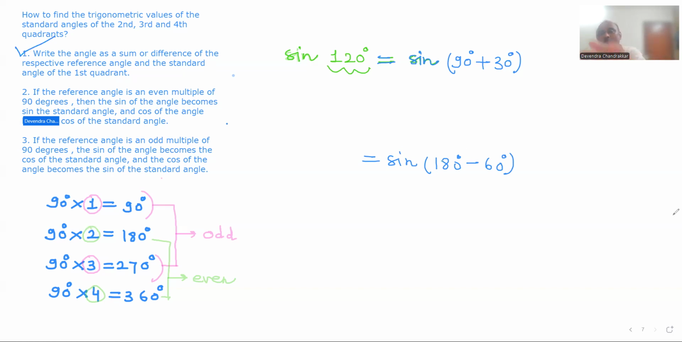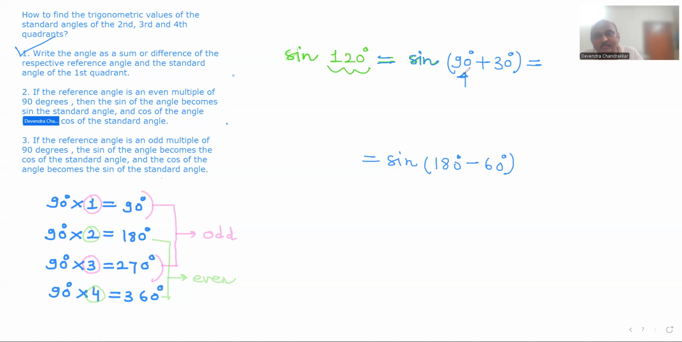चेक कर लो, पढ़ो फर्स्ट स्टेप को और मैंने ये सही लिखा है या नहीं, देखो चेक करो. सही लिखा है ना? एंगल एज अ सम और डिफरेंस ऑफ द रिस्पेक्टिव रेफरेंस एंगल. रिस्पेक्टिव रेफरेंस एंगल कौन था? कौन से क्वाड्रेंट के थे ये लोग दोनों? Second. तो ये एंगल सेकंड क्वाड्रेंट के हैं बच्चों. उसमें हमने क्या किया? लोअर वाले में ऐड किया रेफरेंस एंगल स्टैंडर्ड एंगल और हायर वाले में सबट्रैक्ट कर दिया. स्टैंडर्ड एंगल कहां से था? फर्स्ट क्वाड्रेंट से. समझ आया सबको? Yes, sir.